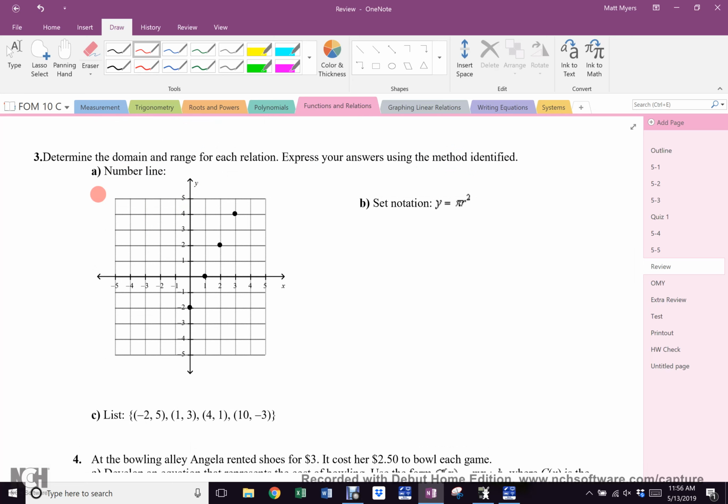I know you did. So the domain are what? X's or Y's? X's. So what are my X values? 0, 1, 2, 3, 4. Put it on a number line. 0, 1, 2, 3.